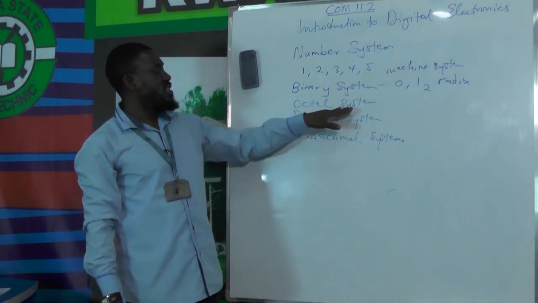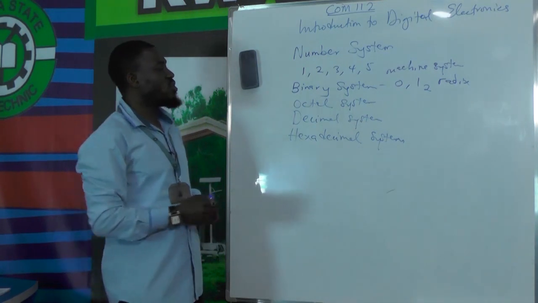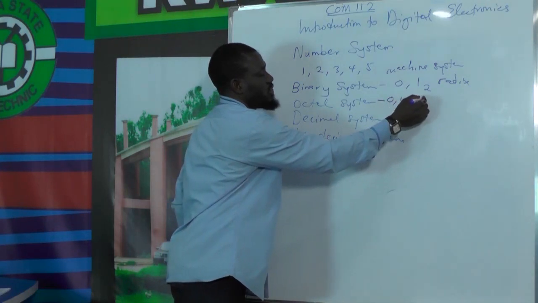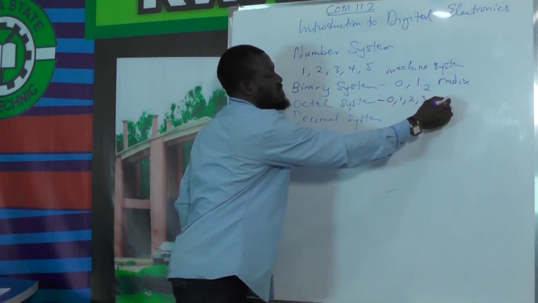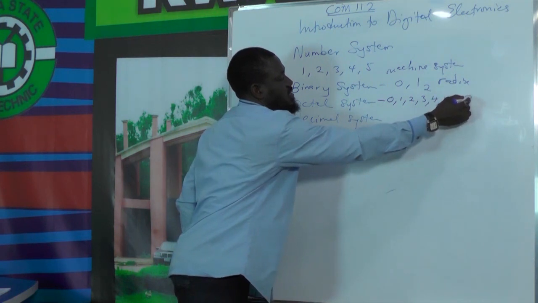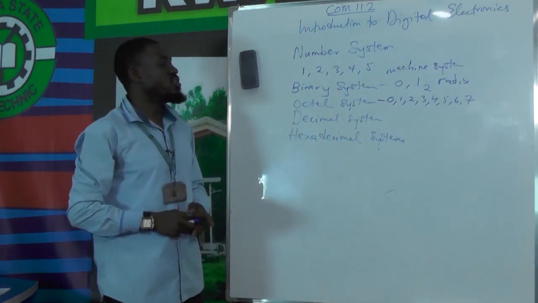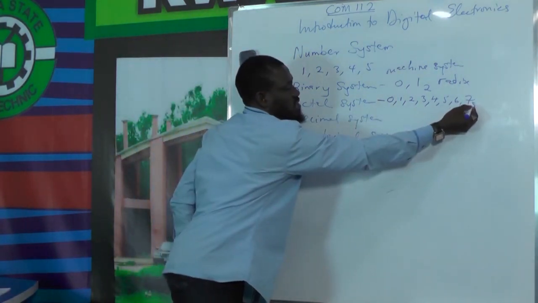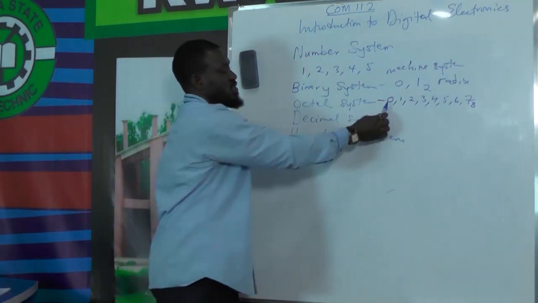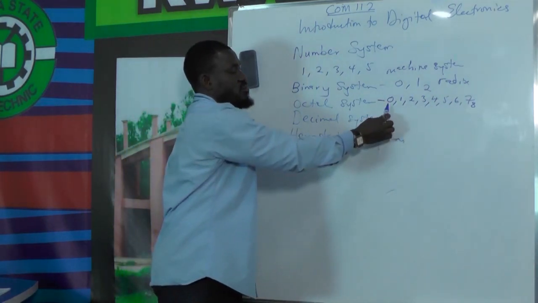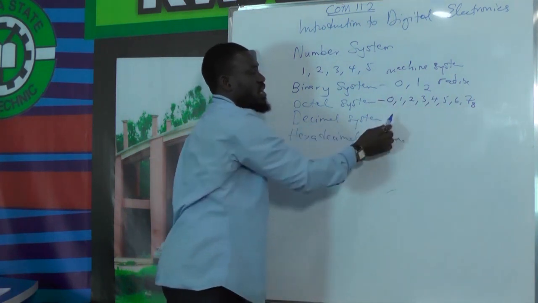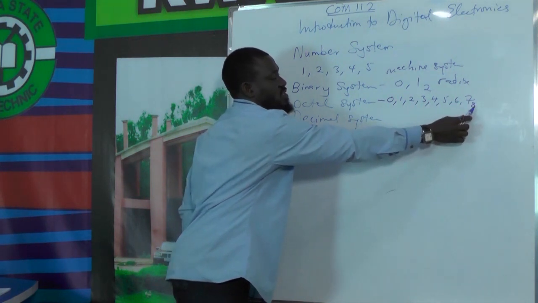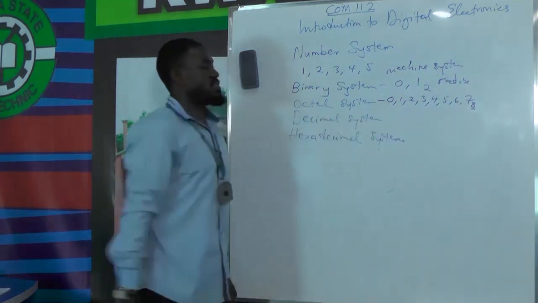And for the octal system now, that is to the base of what? 8. You will now have 0, 1, 2, 3, 4, 5, 6, and 7. You can't go beyond this 7, and that is the reason why we have it to the base of 8. By the time you start counting from 0 to 7, you now have 8 entities: 1, 2, 3, 4, 5, 6, 7, 8. That is the power of this 8.